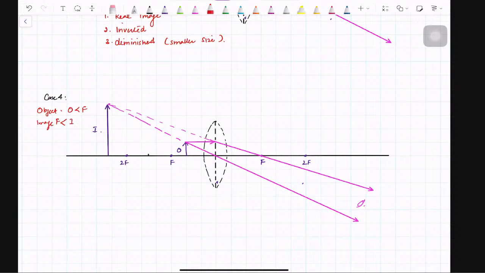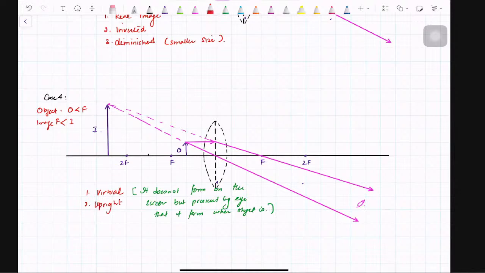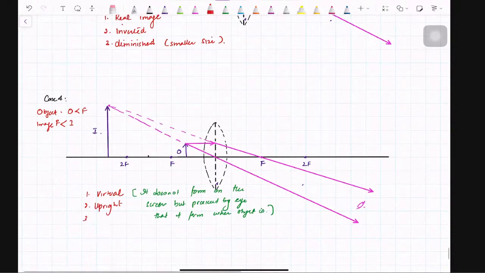However, now this image is virtual. The reason is that it does not form on the screen but is perceived by the eye that it forms where the object is. That's why it is a virtual image. If you see, it is upright. Upright means it is not inverted, the same way standing as the object, and also it is magnified. These would be the properties of it.